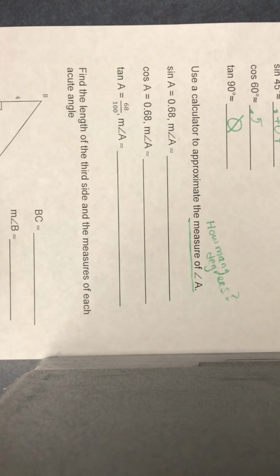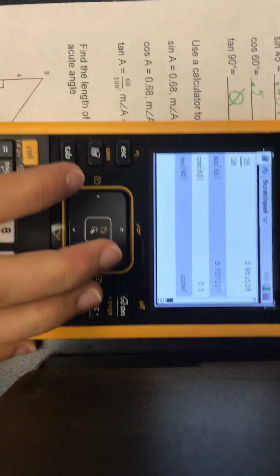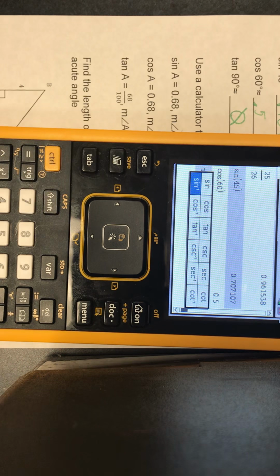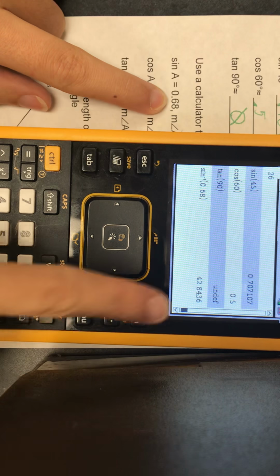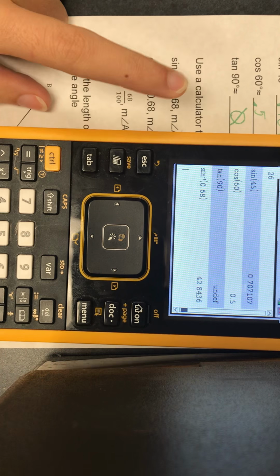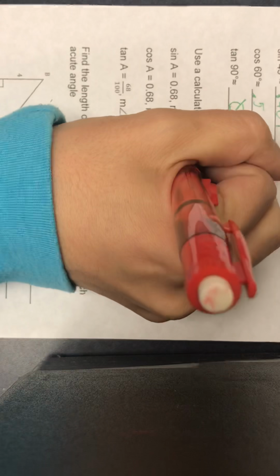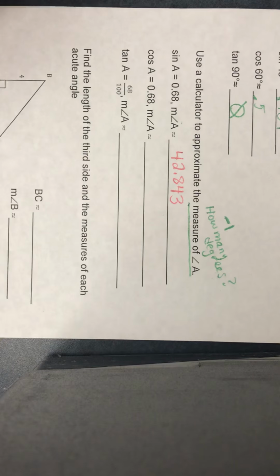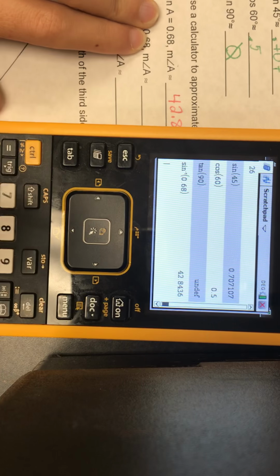Okay, in order to do that, same exact thing, the only difference is all of these, we're going to use that little -1. So when I go over here to my trig button, instead I'm going to use that bottom sine that has that little -1, and I'm going to put 0.68 in. And that will give me the angle that would give me 0.68. So my answer is 42.843.